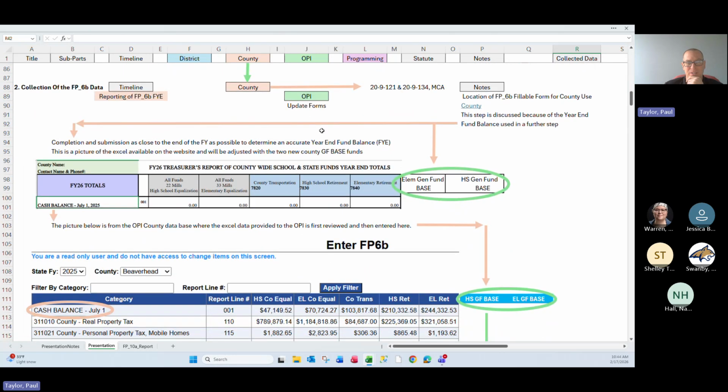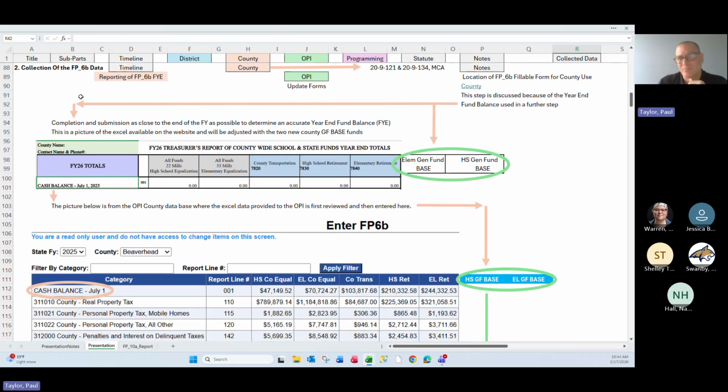And it goes a little bit faster. Now we're going to talk to the counties first for a little while. There's already a current procedure that exists out there. It's called the FP6B process. And each year, the OPI, and we have to do this by statute, we have to provide a document. We provide an FP6B fillable form for counties to use. And it's a 13-tab spreadsheet. It has a tab for each month of the year, and it has a 13th tab for a year-end summary.